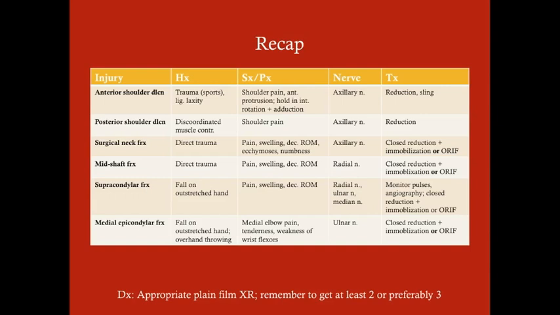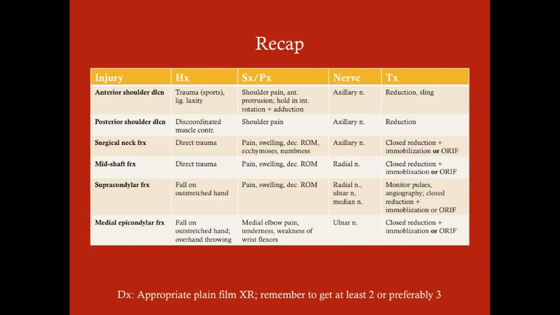For the fractures, remember surgical neck fracture, generally due to direct trauma. Remember, it's the third most common fracture in the elderly. Symptoms here are going to be pain, swelling, decreased range of motion, and possibly ecchymoses just because of the rich vasculature around the humerus head. The nerve here, again, is going to be the axillary nerve, and this is treated with closed reduction and immobilization or open reduction and internal fixation.